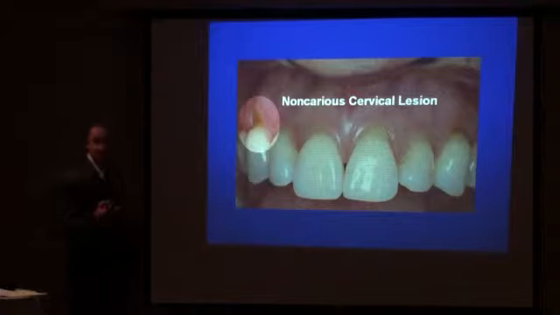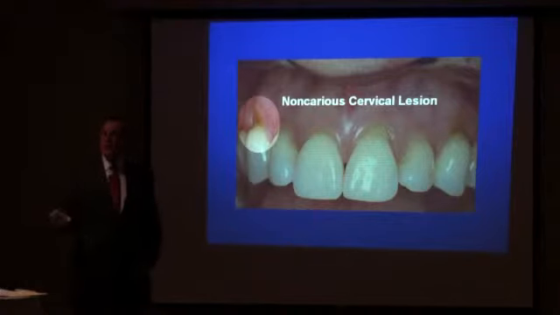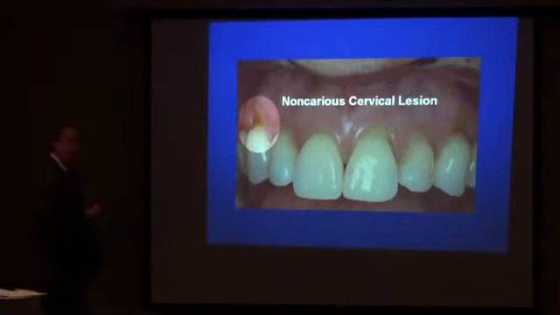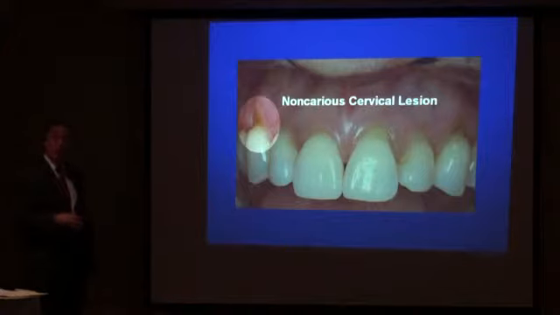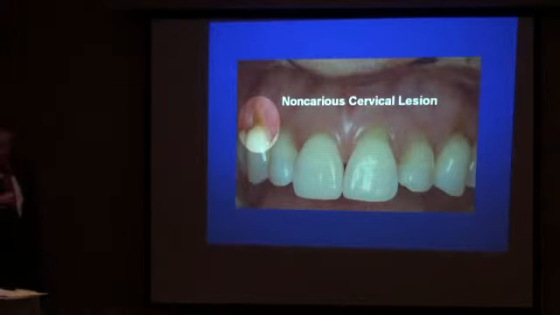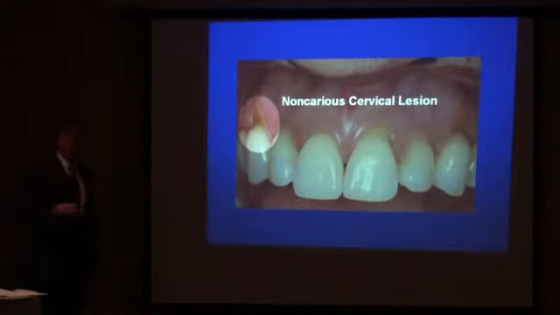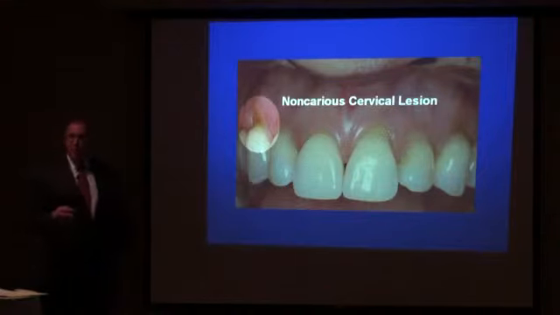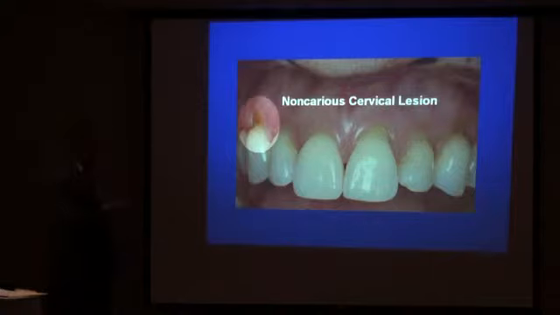If you take an Explorer and you press on a carious lesion, it's soft. But this area is not soft. As a matter of fact, it's hard. It's very hard. It's sclerotic dentin. And sclerotic dentin is one of the reasons that we've had problems with the restorative techniques in trying to restore these lesions. And we'll talk more about that in a few minutes.